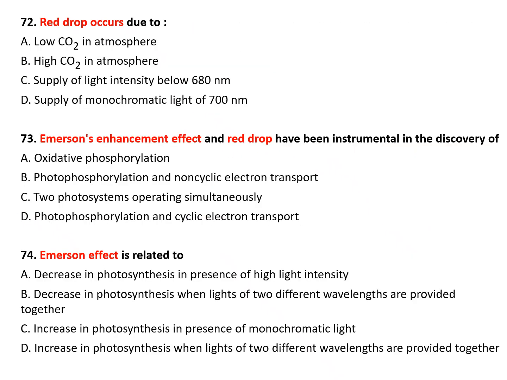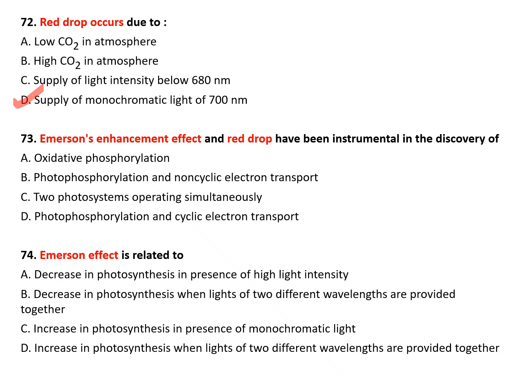The next question, number 72. Red drop occurs due to option A low carbon dioxide in atmosphere, option B high carbon dioxide in atmosphere, option C supply of light intensity below 680 nm, option D supply of monochromatic light of 700 nm. The correct answer is option D, supply of monochromatic light of 700 nm.